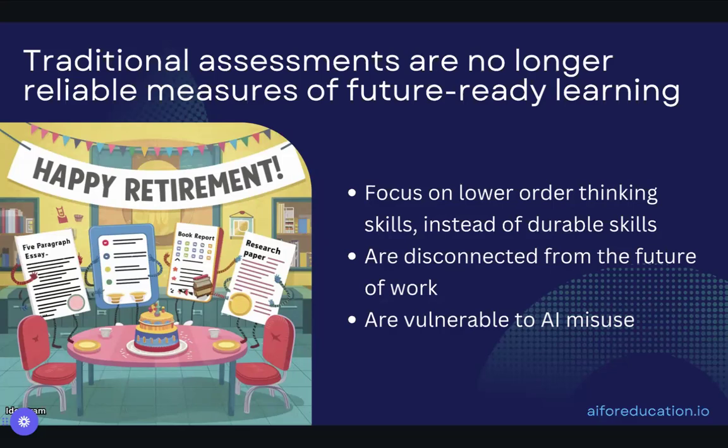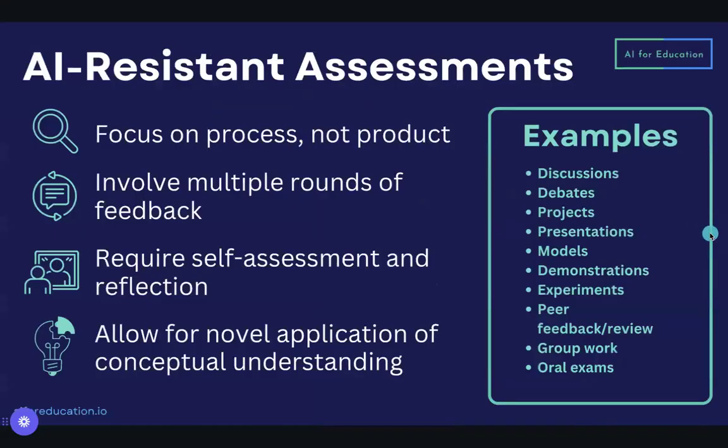We've known for some time that these tend to focus on lower order thinking skills, tend to be disconnected from authentic tasks, and most notably now are vulnerable to AI misuse. So if I were to use an assignment like this today, I would want to make sure that I put a lot of supports in place to make sure that they were less vulnerable to AI. And we'll look at some ways to do that by creating AI resistant assessments.